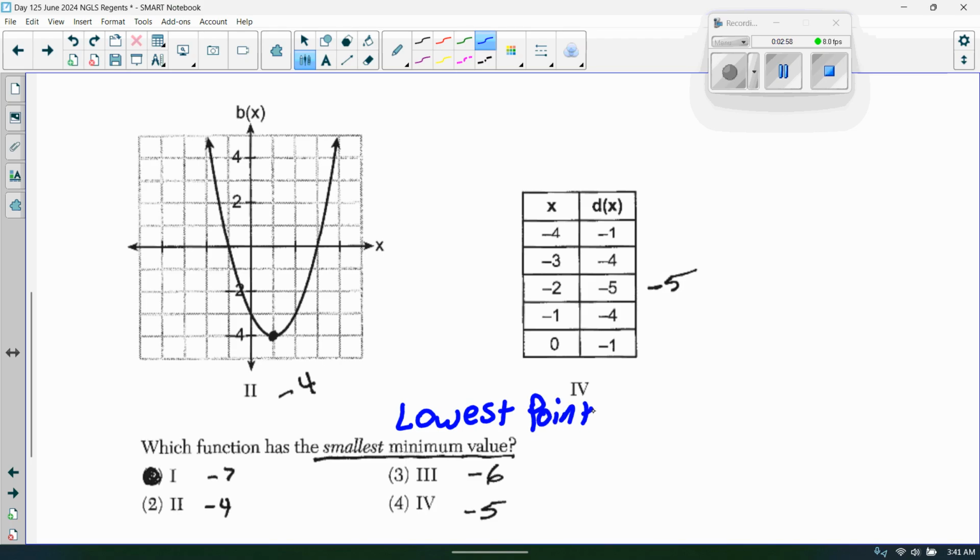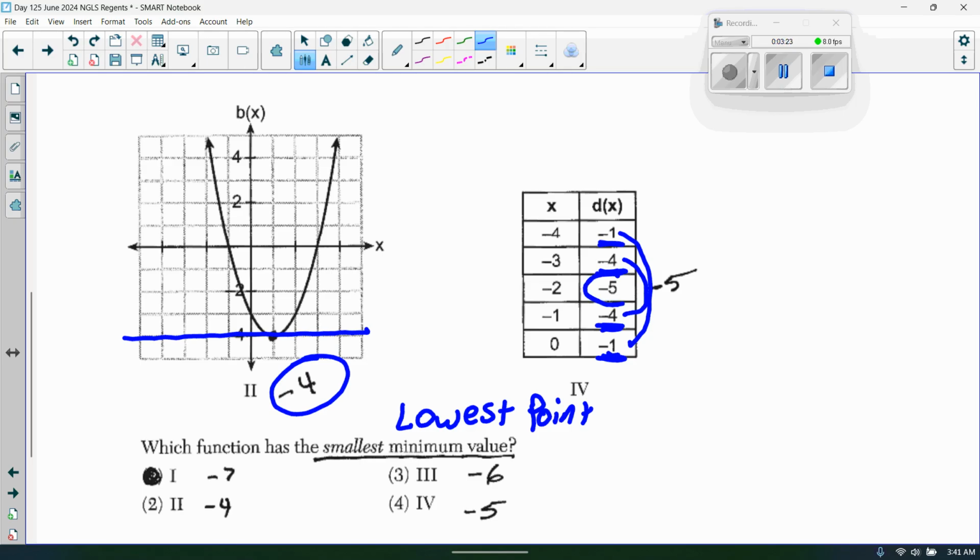Okay, so let's start with the graph. I think we can all clearly see that the lowest point is at -4. Okay, so that's one of them. Now let's look at the table. I like to play something called the friends game, or some kids call it the rainbow. Do you see how -1 matches -1? So those guys are friends. -4 matches -4. Those guys are friends.